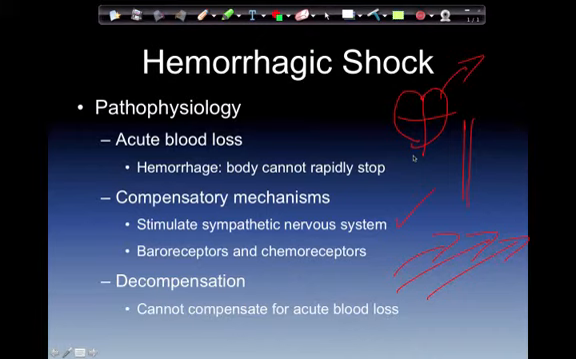Long story short, you can't maintain this. If you keep bleeding out, there's no supply. So fluid boluses are important, but as far as fluid boluses go, if we put enough fluid on board to make them bleed pink, or get rid of all the formed elements, they still can't carry the oxygen.